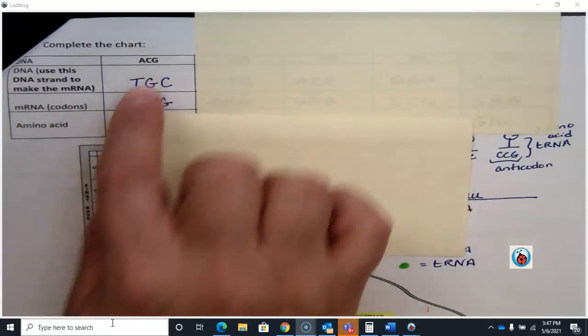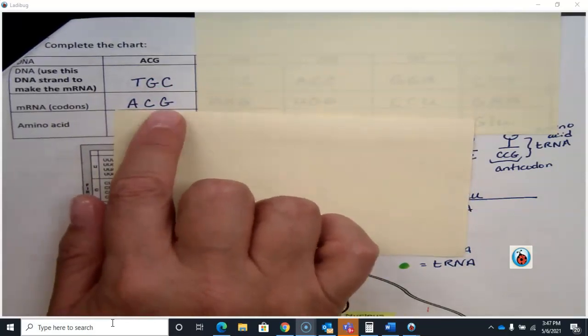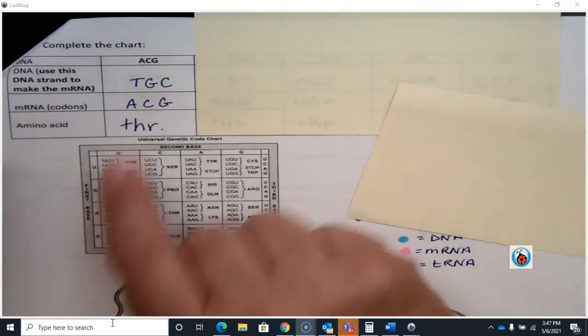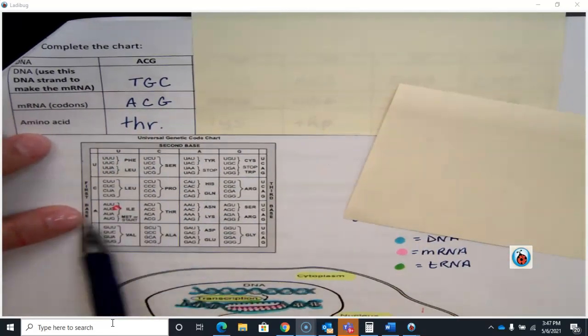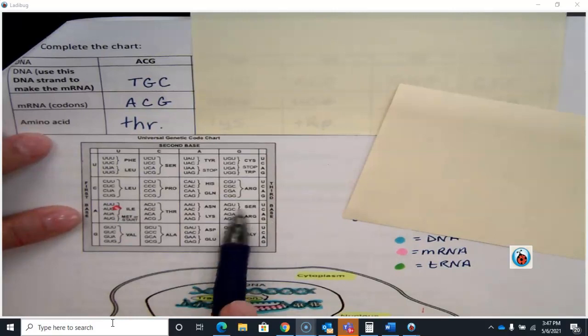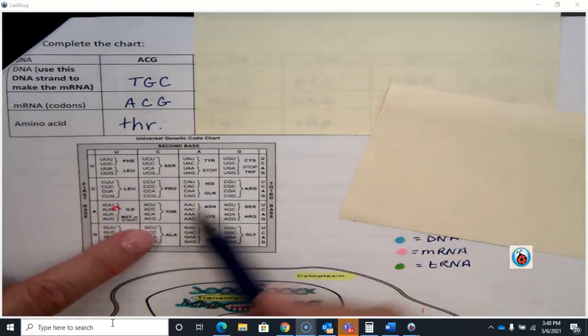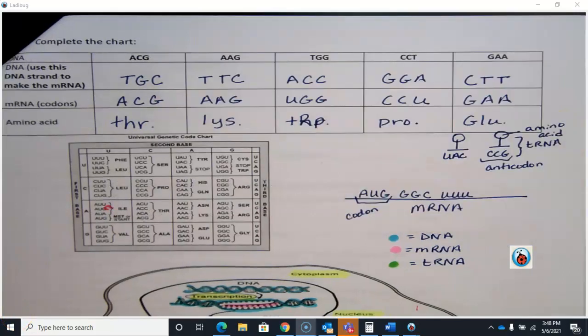So what bonds with T? A. What bonds with G? C. Okay, so when we look up ACG in the chart, the first base is A, that brings us to this row. The second base is C, that brings us to this box. And the third base is G. So ACG codes for threonine. Now I'm going to pause the video, and I want you to do the rest of the columns. Okay, welcome back.